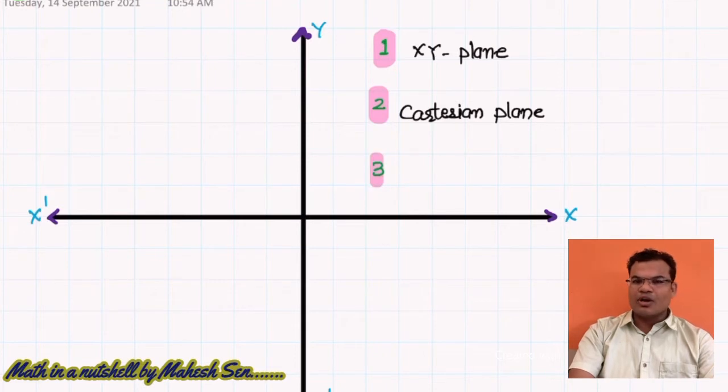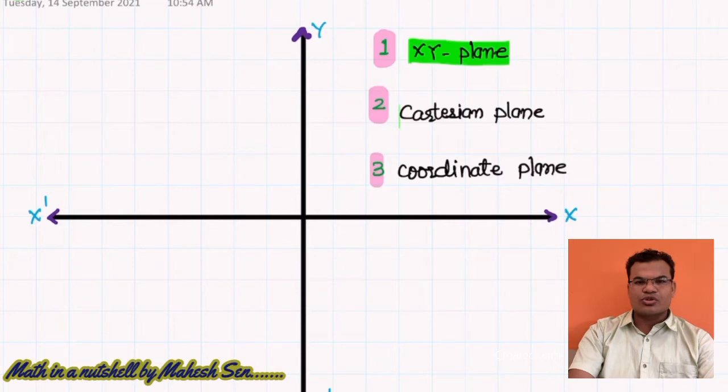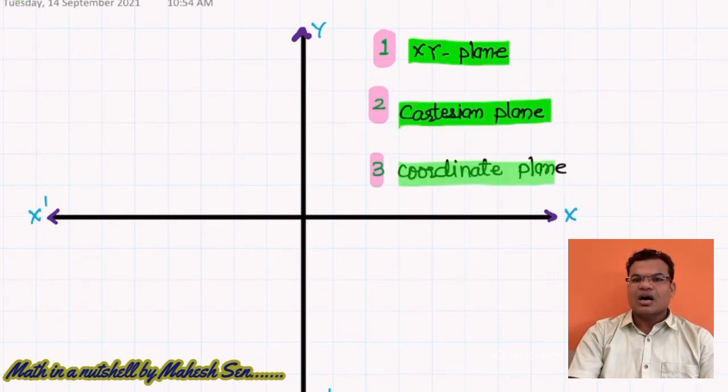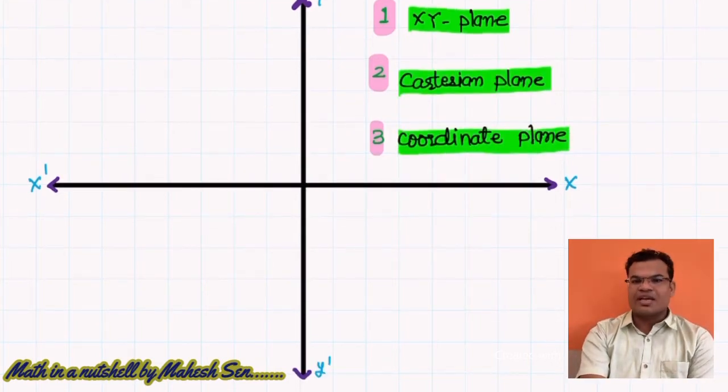And one more name is there. So basically three names are there: xy plane, Cartesian plane, and the third one is coordinate plane, where both the axes lie. So if it comes in the exam, where do the two lines lie? You can say the x-axis and y-axis lie in the xy plane, Cartesian plane, or the coordinate plane. You can mark anyone out of these three options and it will be correct, right?